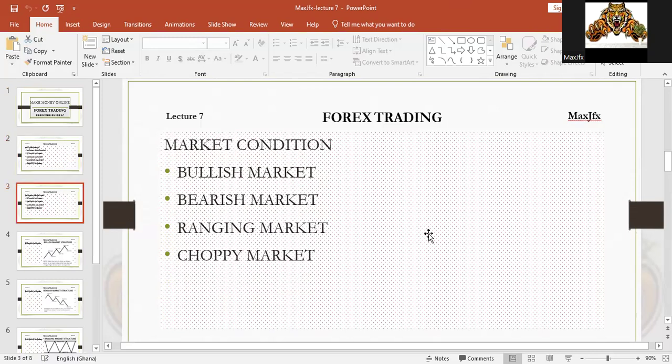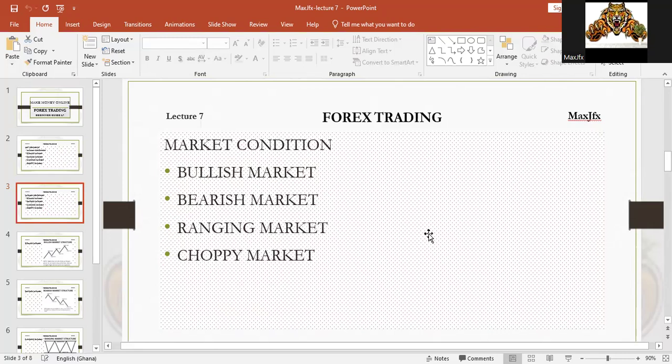All right, so the market condition. The markets in a period of time may be in a condition. So the condition of the markets can be a bullish market, a bearish market, a ranging market, and a choppy market. What do I mean by a bullish market?